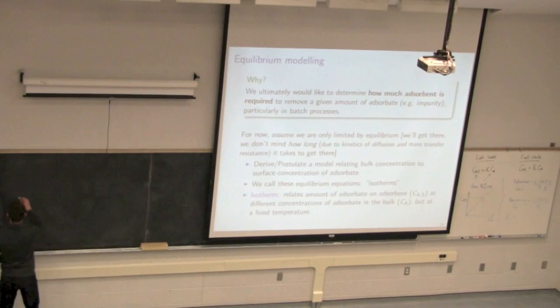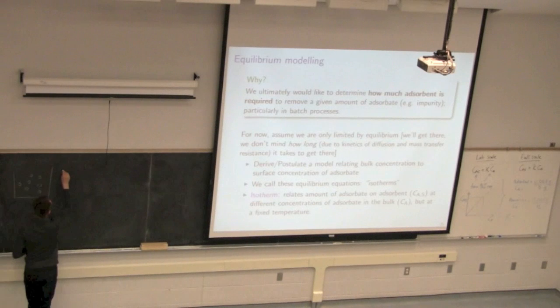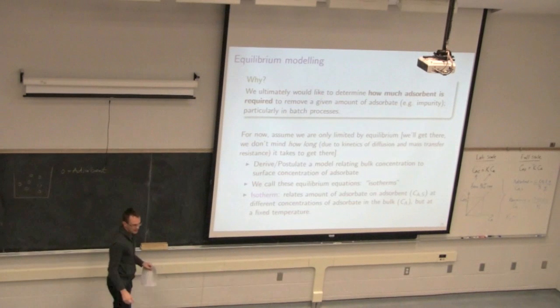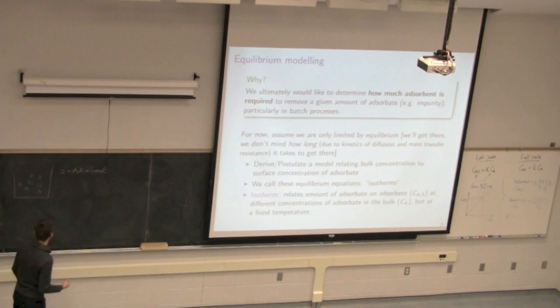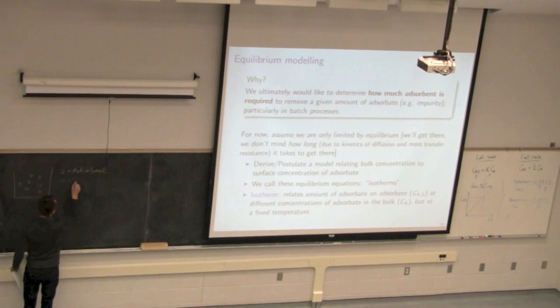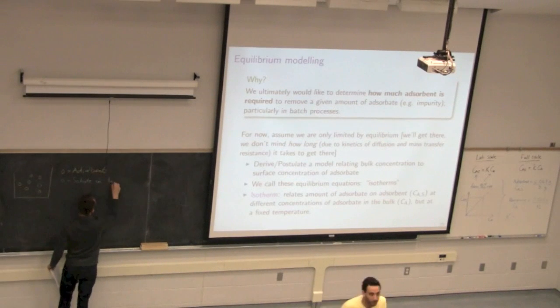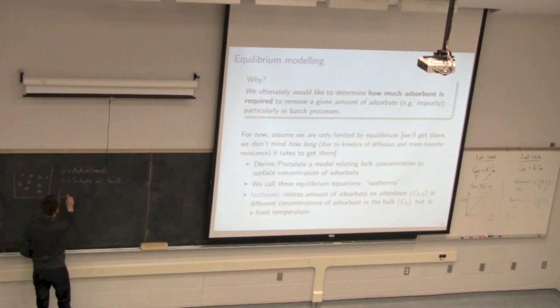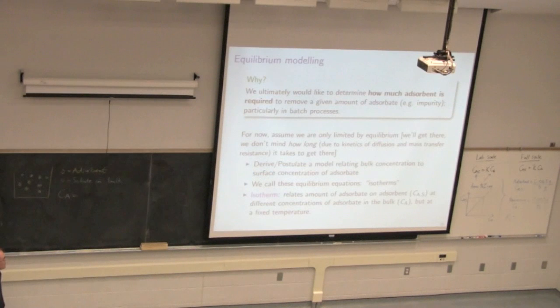So the mental picture you can have in mind is a container with adsorbent, and in equilibrium with that adsorbent, we have some of the material we're adsorbing, the adsorbate or the solute. What happens is that the solute will adsorb onto the surface and into the pores of the adsorbent. So internally to this adsorbent, we will get material adsorbed on it.